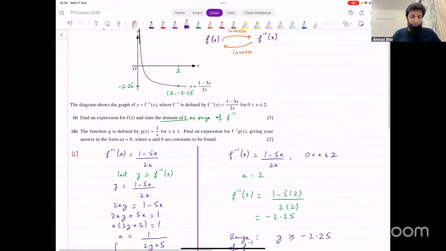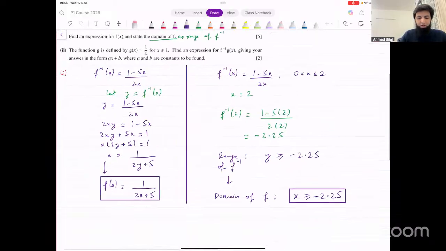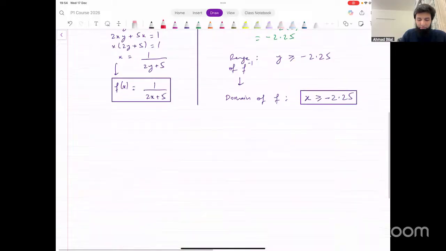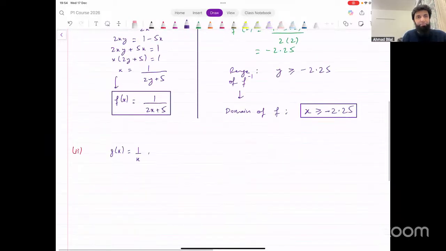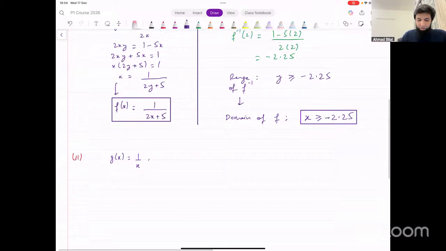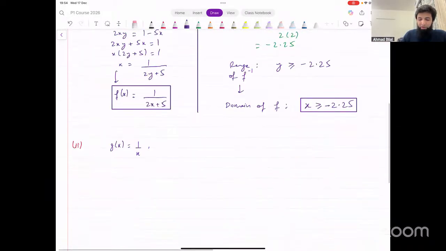Let's look at the second part now. That's just 2 marks. The function g is defined by g of x equal to this. Find an expression for f inverse of g, giving an answer in the form ax plus b, where a and b are constants to be found. Okay, now we've got another function g. Let's write that down here. g of x equals 1 over x, and the domain of this function is x greater than or equal to 1.